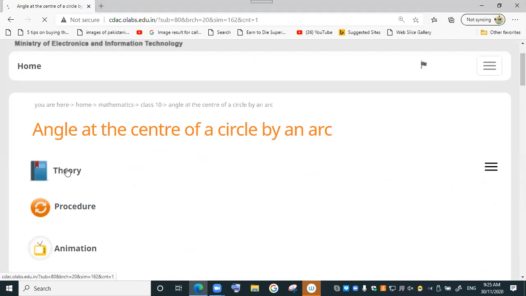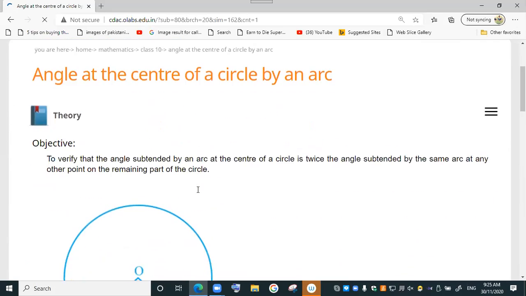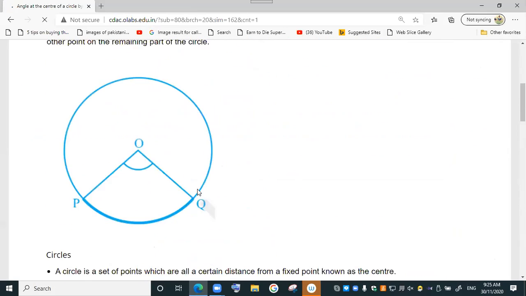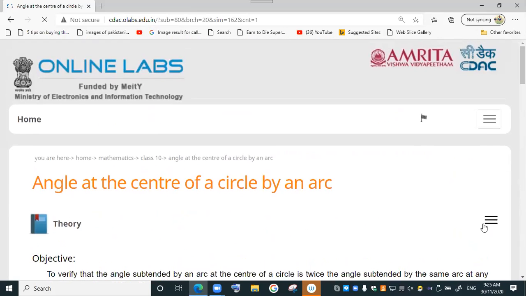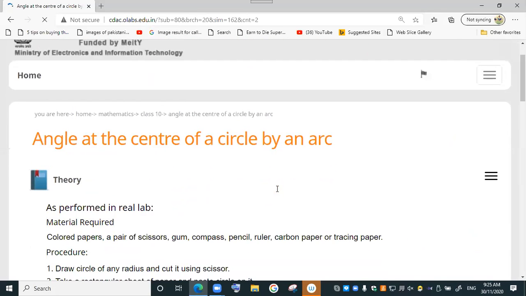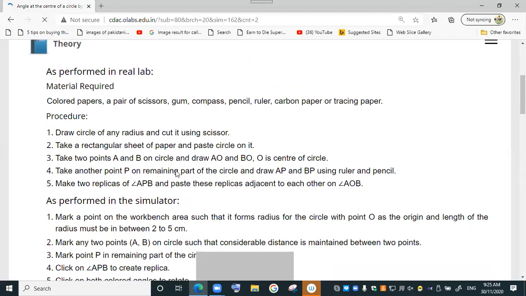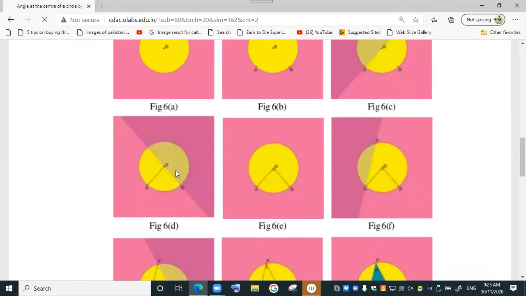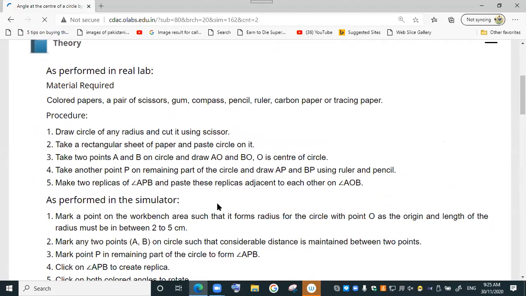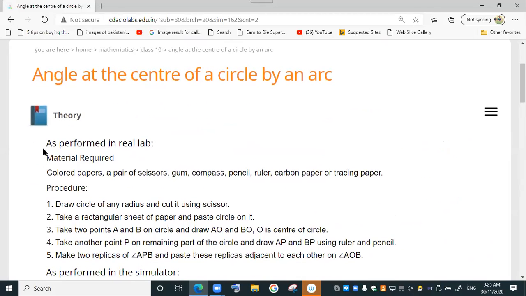Now again we see the procedure one by one. We have seen the circles, and the theory we have seen. Now the procedure is performed in a real lab, and next, as performed in the simulator. So this you will write on paper. You have to write the theory before that, then this is the procedure.